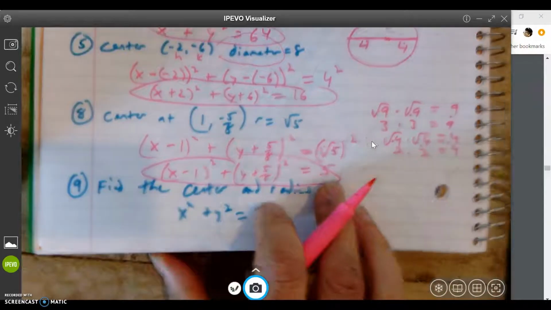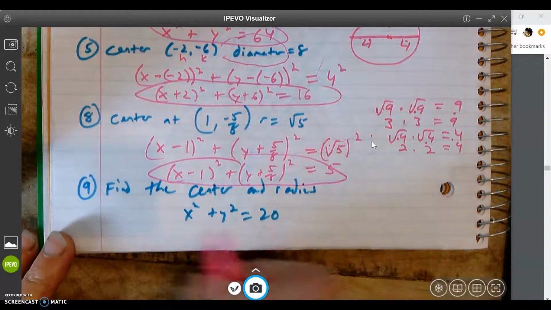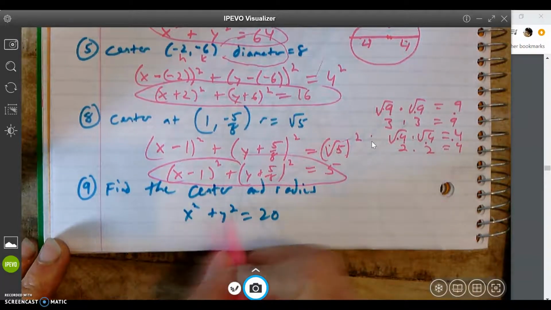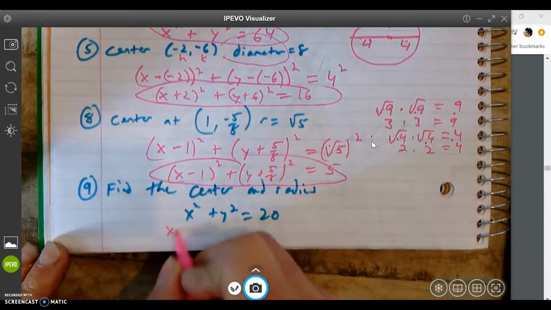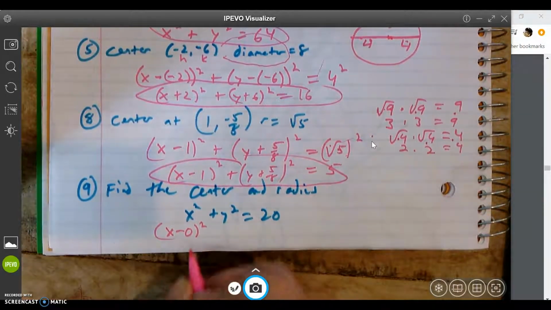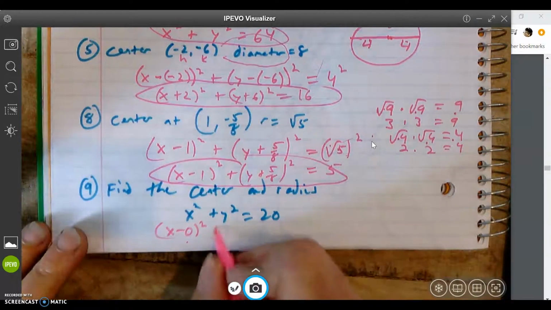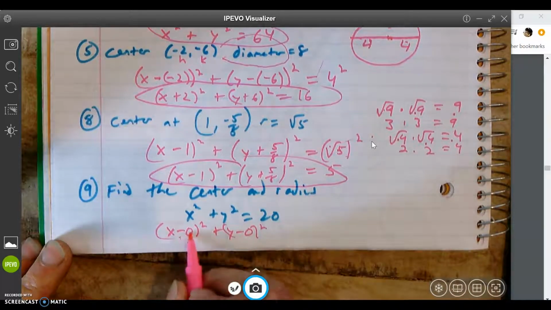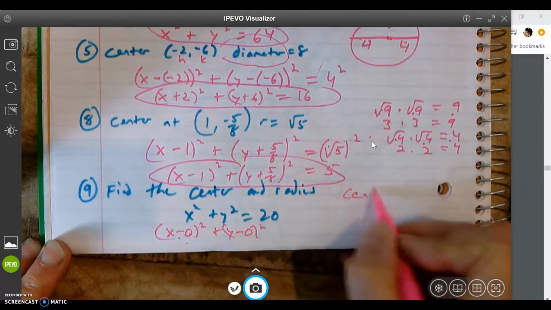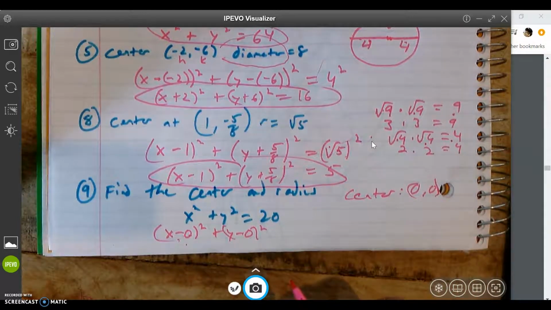A little bit more complicated, number 9. Find the center and radius. x squared plus y squared equals 20. So the center is (h, k), but there's no x minus something or x plus something here. This is actually x minus 0 squared. The 0 is hidden because when you subtract 0, you're actually doing nothing. This is plus y minus 0 squared. So this is just (0, 0), my center, the origin.